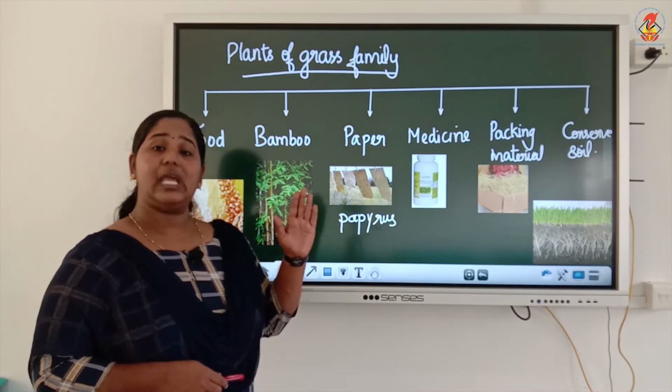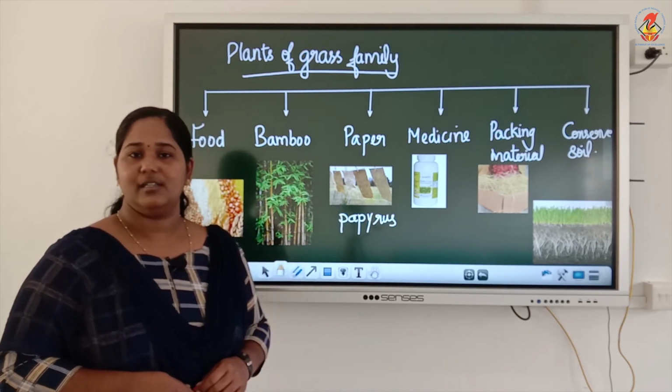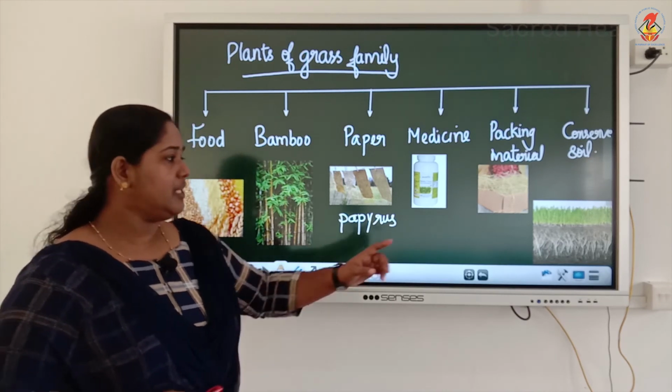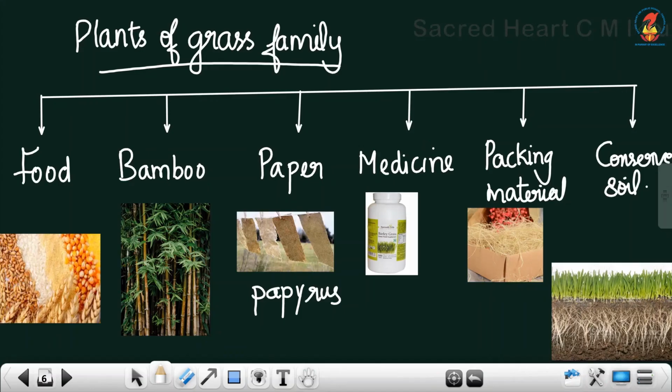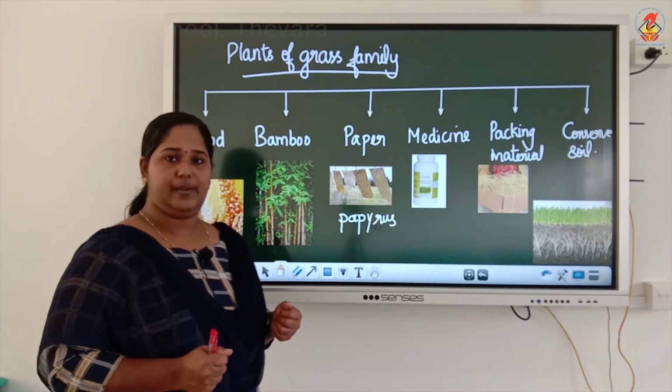And the most important one is what I have mentioned last. Conservation of soil. From this picture, it is very clear that there are thick roots for grass. Just look at the roots here. This is a grass shown upward and the roots are shown downward. You can see that the roots of grass are very thick and they hold the soil very tightly.